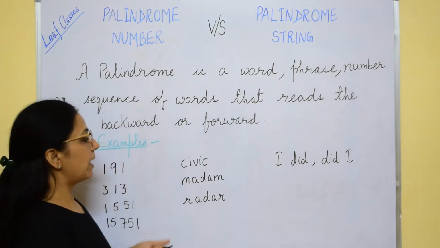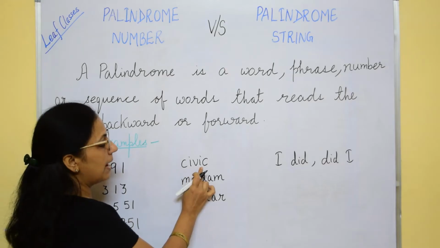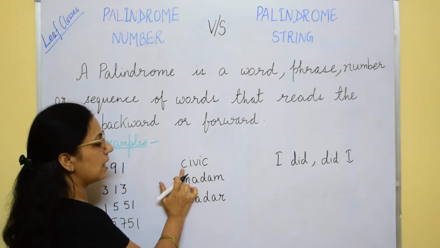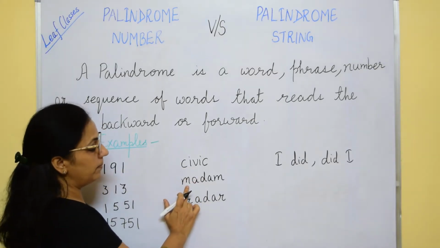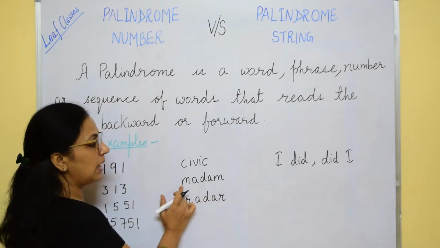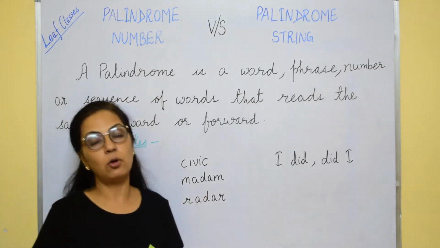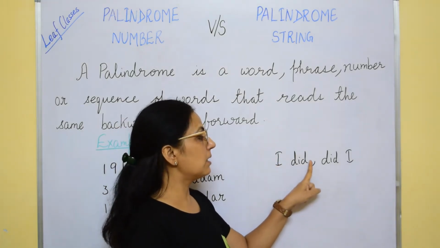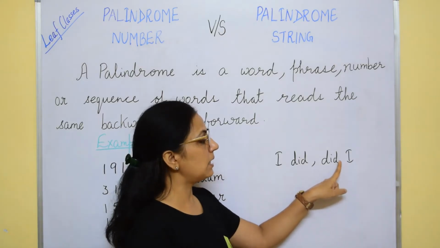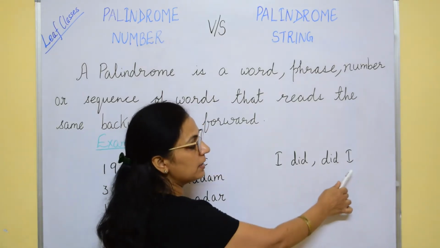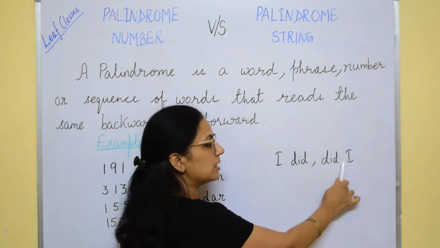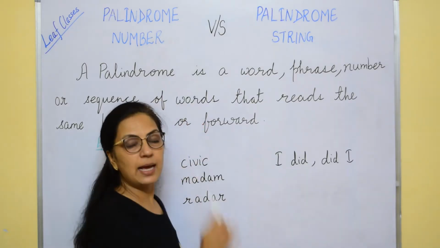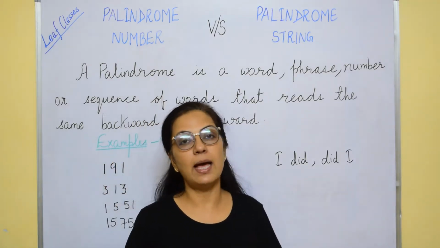Like civic, CIVIC. From right to left, again it is CIVIC. So it is a palindrome word. Madam, MADAM, MADAM. Now it can be for a group of words also, like I space DID space comma space DID space I. Now if you read it from right to left, again it is I space DID space comma space DID space I. So all these are known as palindromes.